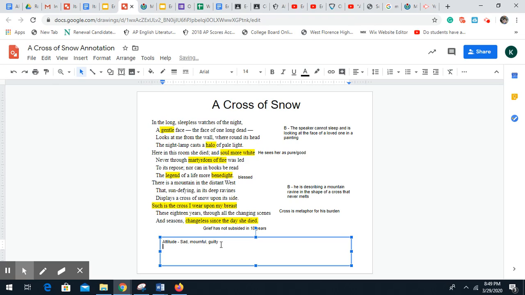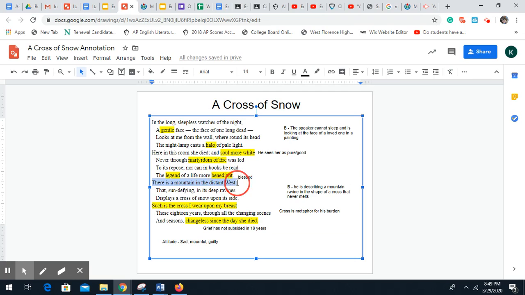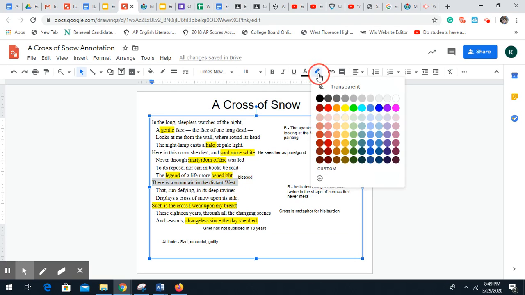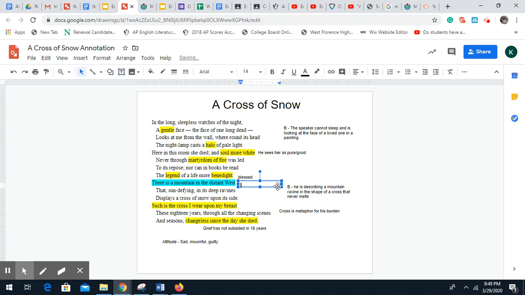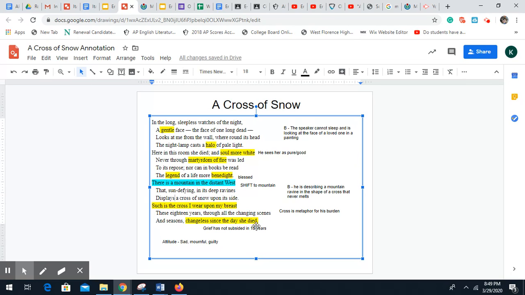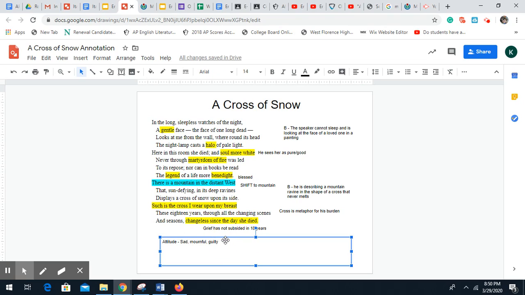We've talked about our shifts already. There's our shift right there. This is our shift to talking about the mountain. And the purpose of the shift was to compare the mountain and its cross of snow, of course, to his burden with the death of his wife.